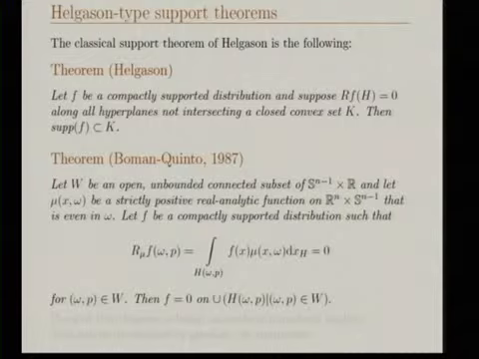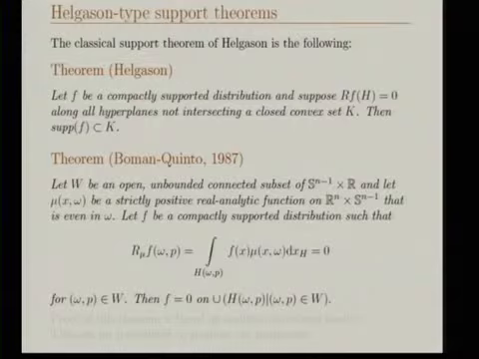And Helgason proved this first. Maybe I'm wrong about that. Let me take that back. There were two or three almost. So I don't know. Anyway, it's called the Helgason support theorem. But the proof that I know was what I saw in Helgason's book, and it was proved by Helgason. And it is true that the support of f is contained in K. And this was substantially generalized, and a very powerful method was introduced by Professor Boman and Quinto in 1987.